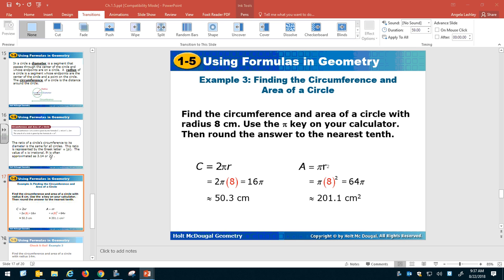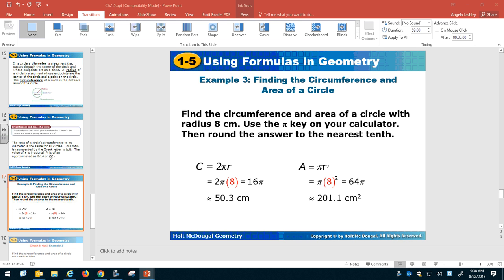But for now, we're going to practice doing everything in terms of pi. And when you see in terms of pi, that simply means leave pi at the end of your answer. Don't go ahead and multiply that out. Simplify everything else, but don't plug pi in on your calculator. So this says find the circumference and area of a circle with a radius of 8 centimeters.